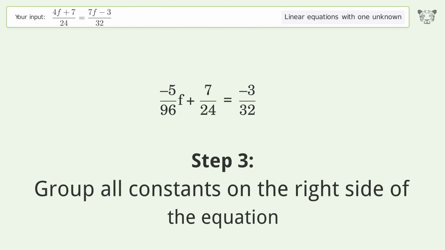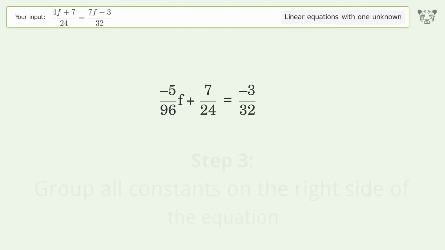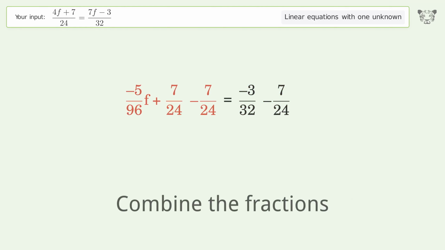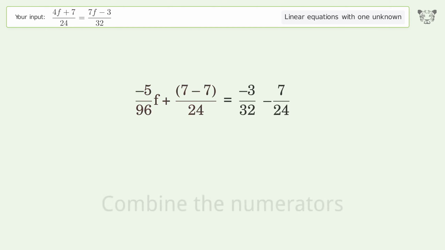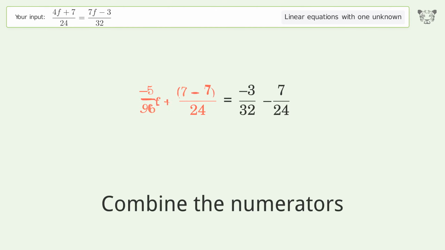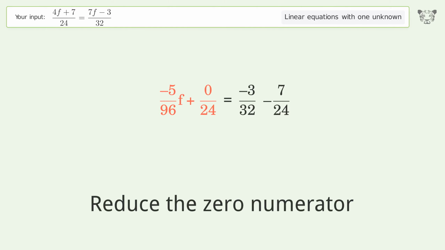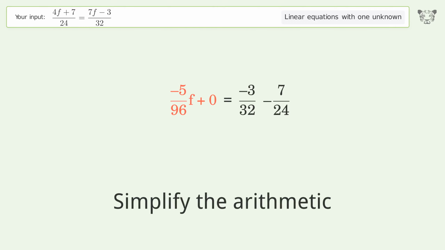Group all constants on the right side of the equation. Subtract 7/24 from both sides. Combine the fractions. Combine the numerators. Reduce the zero numerator. Simplify the arithmetic.